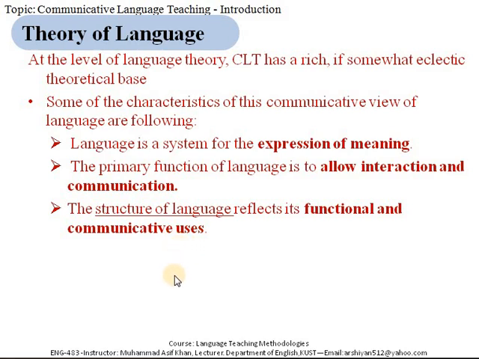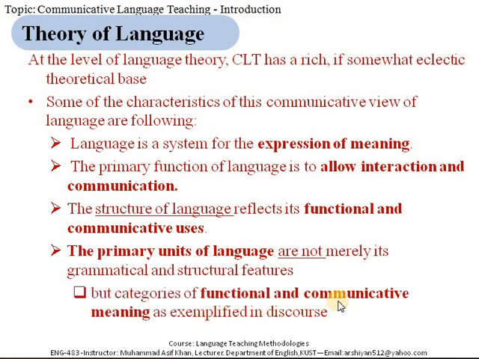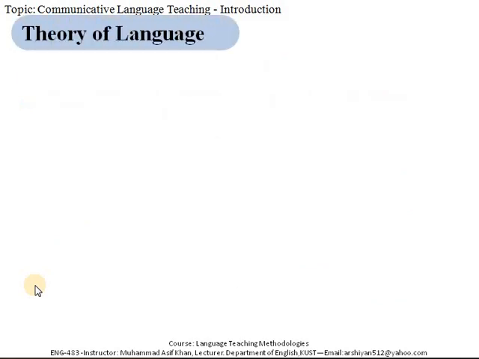To CLT theorists, the primary units of language are not only its grammatical or structural features, but also categories of functional and communicative meanings that are exemplified in discourse. So, dear students, these are some of the characteristics. Let's move forward and examine some other important characteristics of the theory of language of CLT.